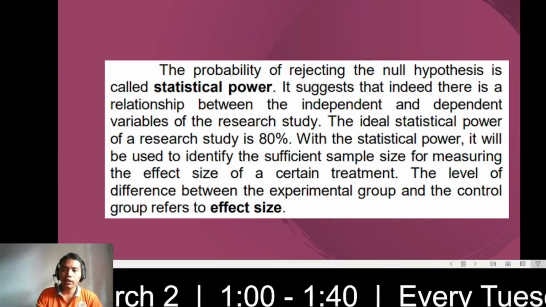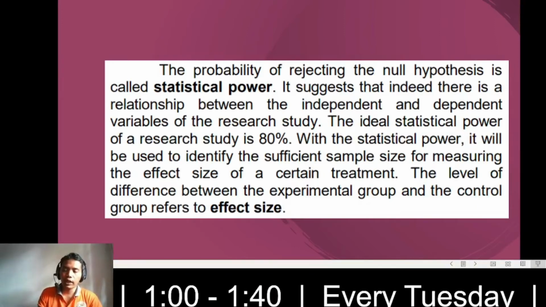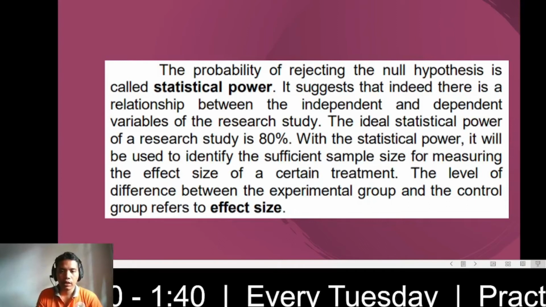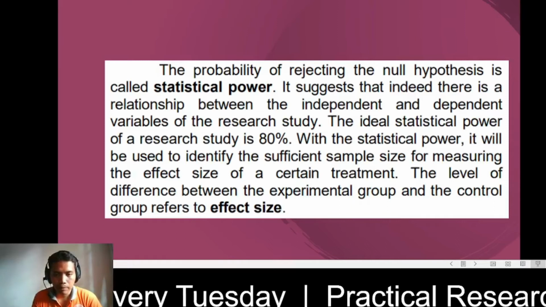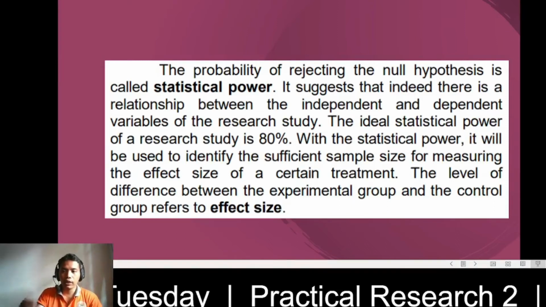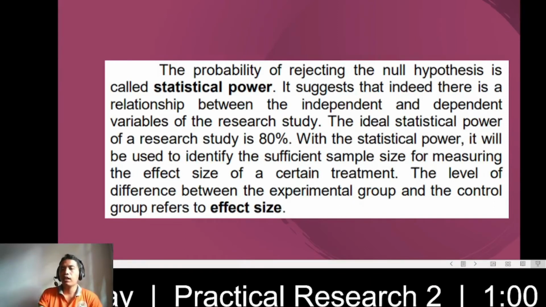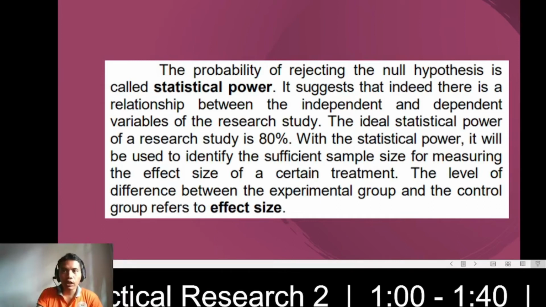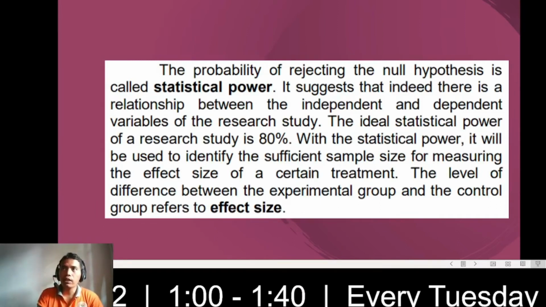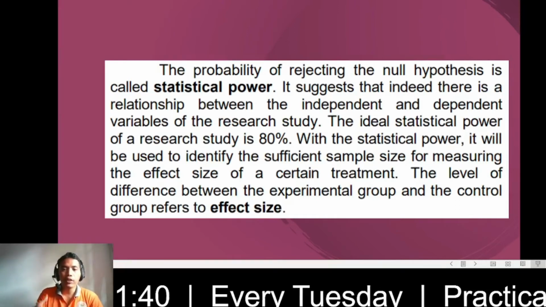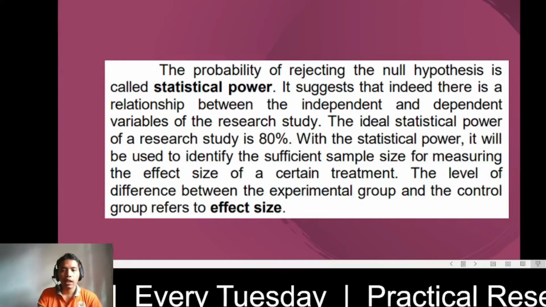So the ideal statistical power of a research study is 80%. Okay, yun yung ideal. Yun yung katanggap-tanggap. Okay, 80% yung statistical power. Ibig sabihin, 80% sure ka na yung null hypothesis hindi siya matatanggap. So 80% sure ka na ang matatanggap.